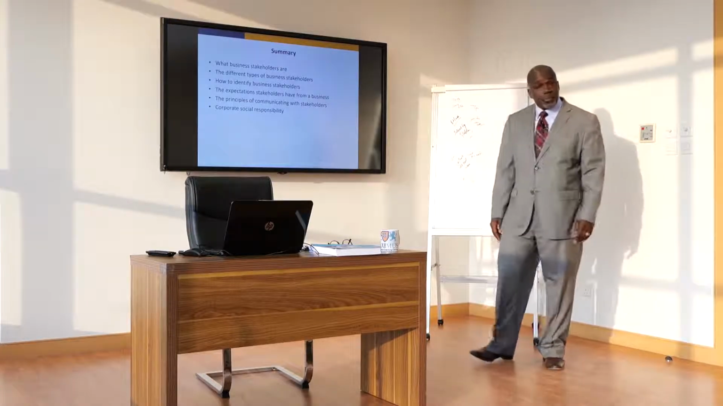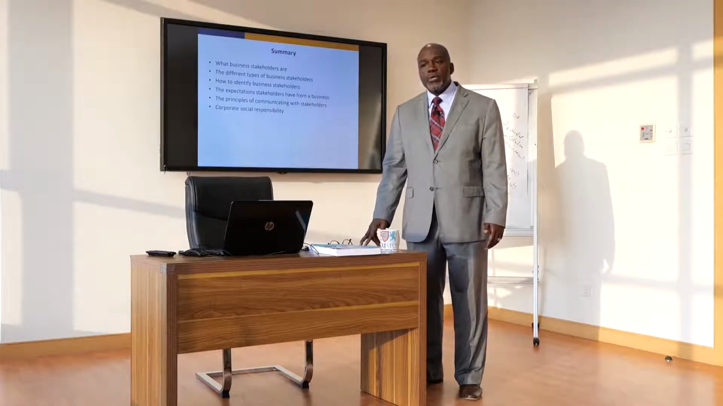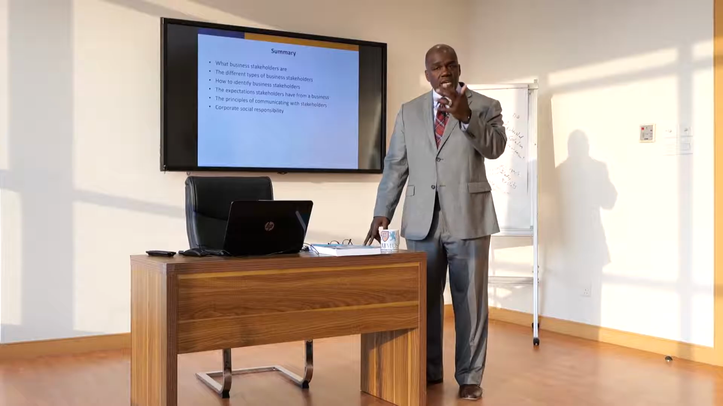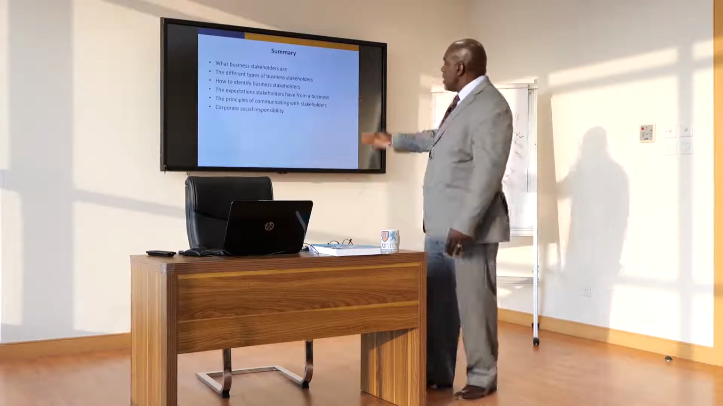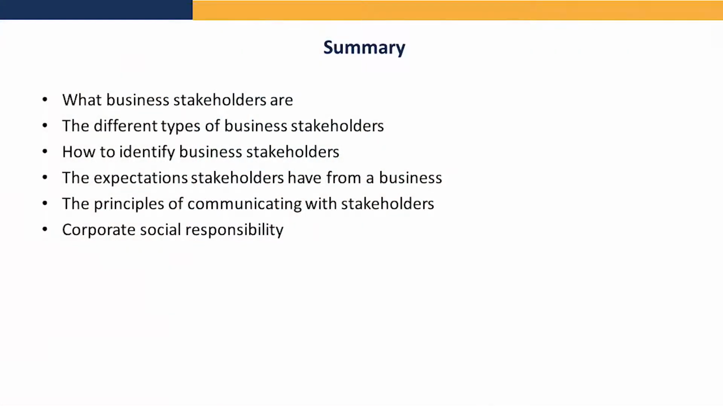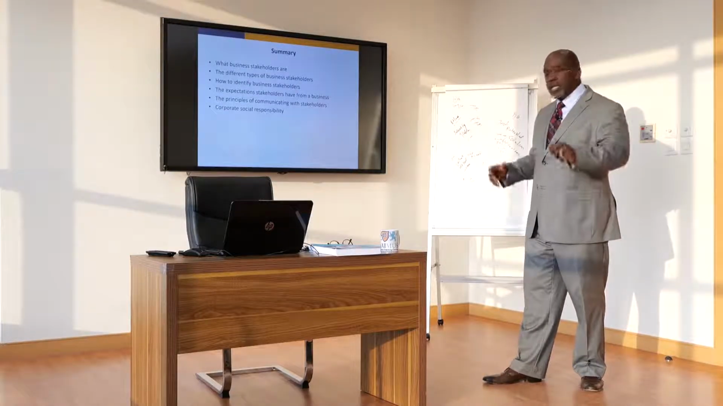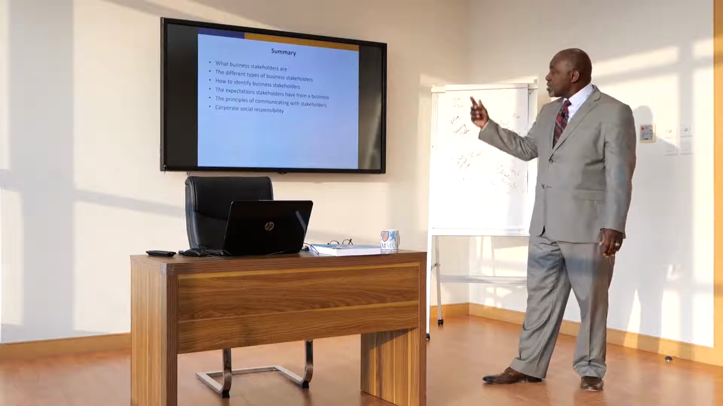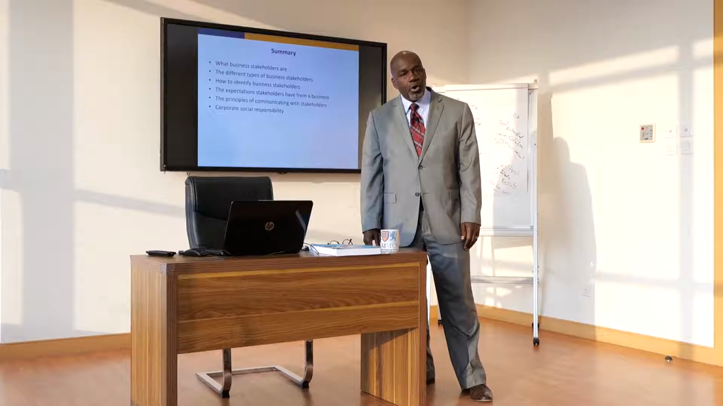In summary, very short chapter, but I think now you know what a stakeholder is. A stakeholder is anyone, any group, any individual that is impacted by an organization's decision. And so we looked at what stakeholders are. We looked at the different types of stakeholders. I love the model that we looked at where we grouped the different stakeholders, which one had power, which one didn't have power. We looked at the expectations of stakeholders, what each stakeholder needs, and they're all different. And of course, the last thing we looked at is corporate social responsibility that most organizations are involved in.